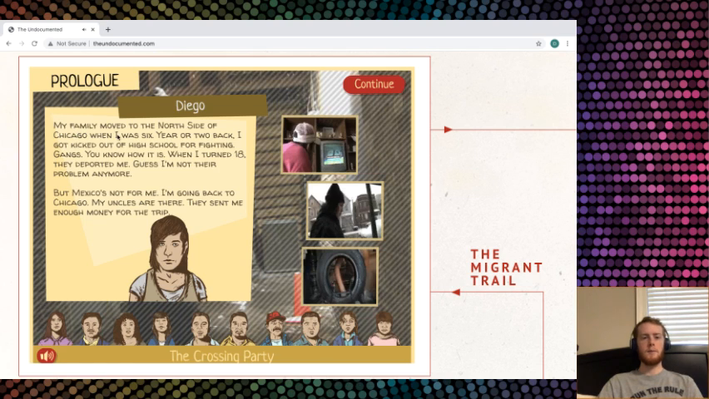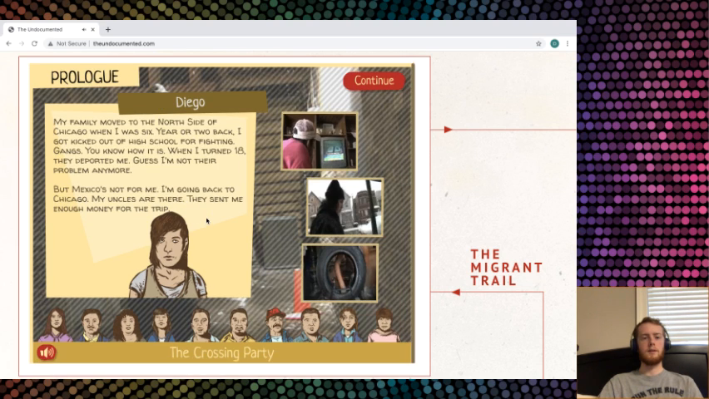So Diego, my family moved to the north side of Chicago when I was 6. Year two back, I got kicked out of high school for fighting gangs. You know how it is. When I turned 18, they deported me. I guess I'm not their problem anymore. But Mexico's not for me. I'm going back to Chicago. My uncles are there. They sent me enough money for the trip.